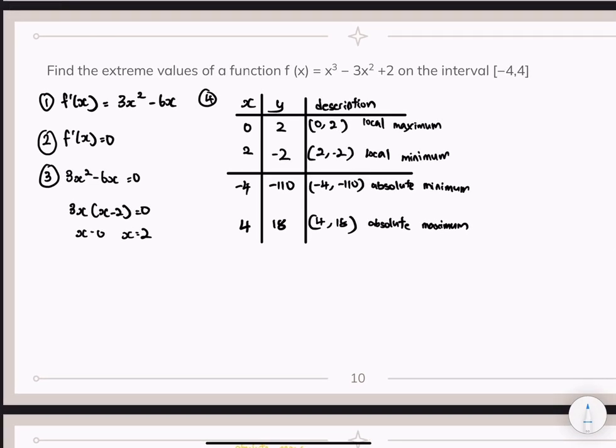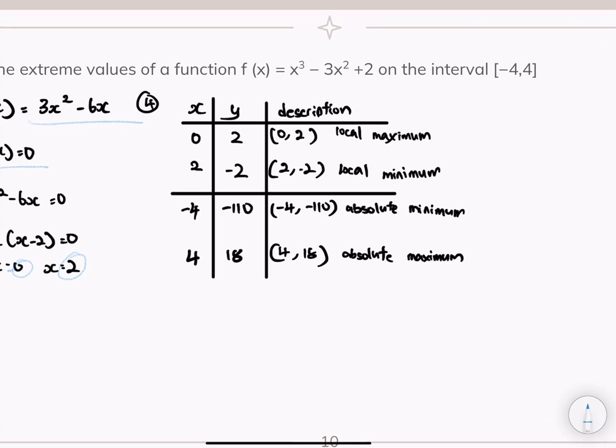Find the extreme value of a function f(x) equal to x cubed minus 3x squared plus 2 on the interval negative 4 to 4. For the first step, we need to take the derivative, which is 3x squared minus 6x. Then we make the derivative equal to 0 so that we can find x. So x equal to 0 and x equal to 2.